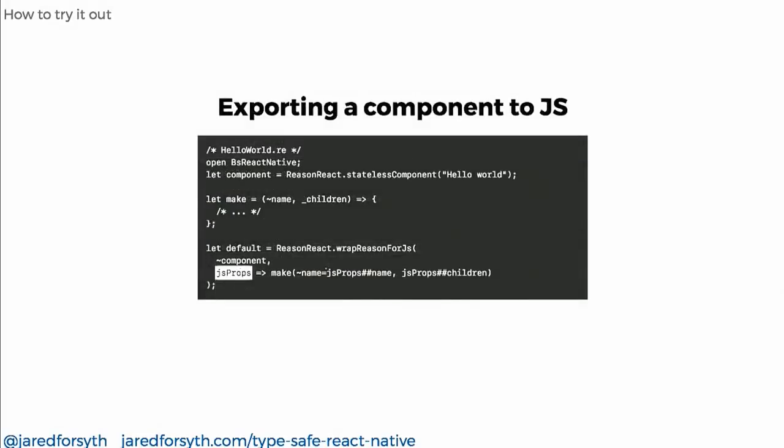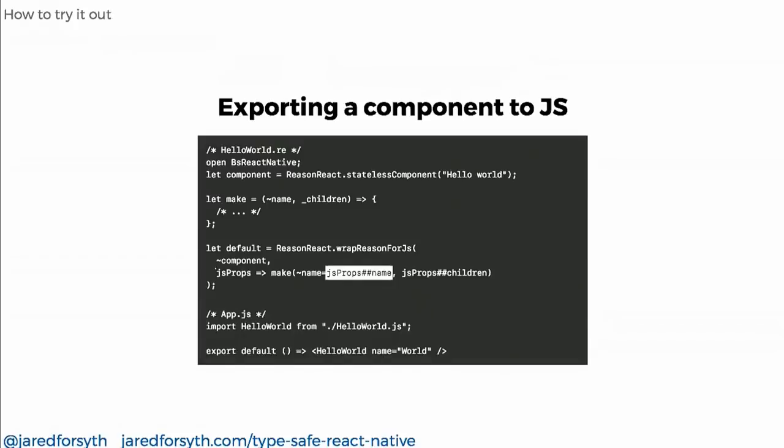And to export that, we make a wrapReasonForJs call where you take the JavaScript props that will come to you as just a mixed bag of untyped values, and then you call the make function. We're just grabbing out the name property right here. And that's it. Now from JavaScript, you can import it, use it as a React component, and you're done.